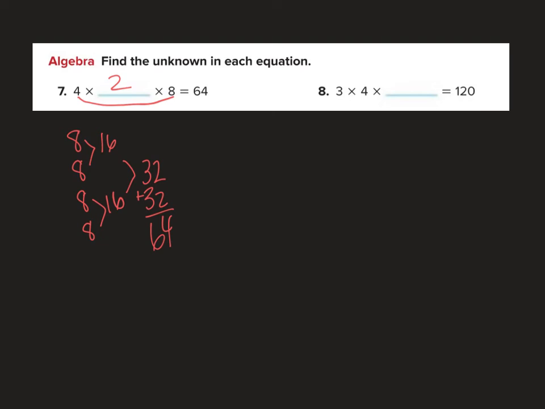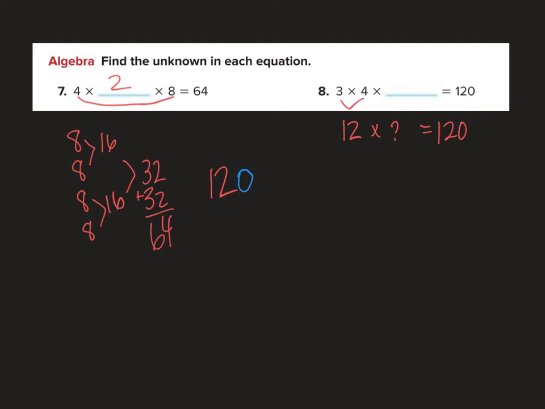There we go. Okay, so here I have 3 and 4. That makes 12. 3 times 4 makes 12. Times what equals 120. Okay, here's what I notice. I went from 12, and then there's an extra 0 here after the 12. So what do I do to get that?